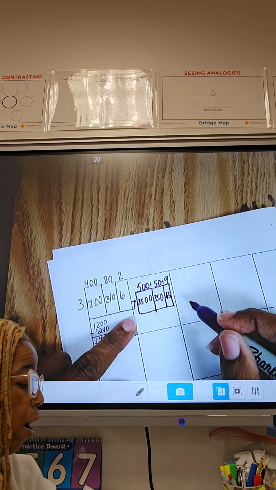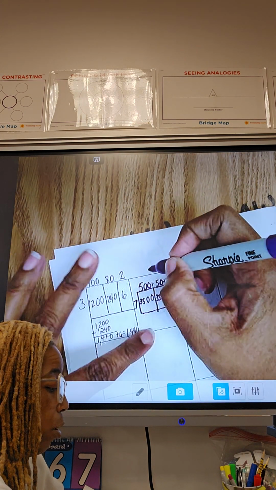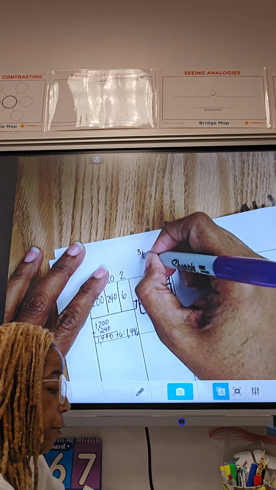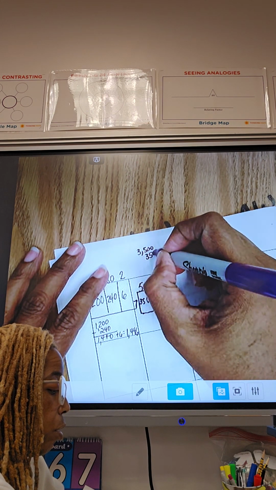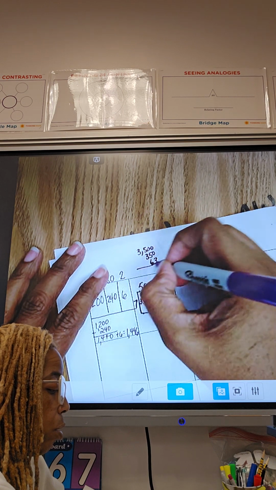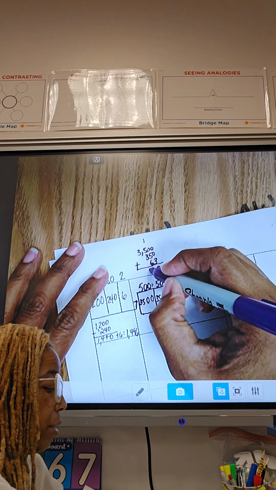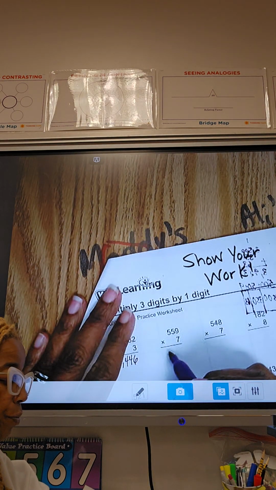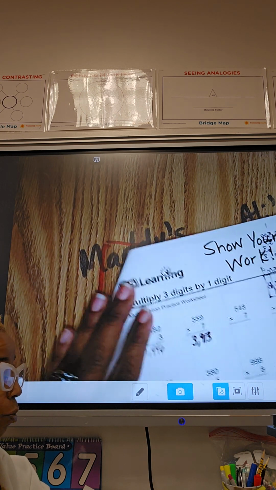Okay, now you need to add all of that together. So you can come up top, or you can go to another sheet of paper, however it is, but you must show how you got there. Okay, so I see that that's a 3, 11, 9. So 3,913. Okay, so that is how you show that work for that one.